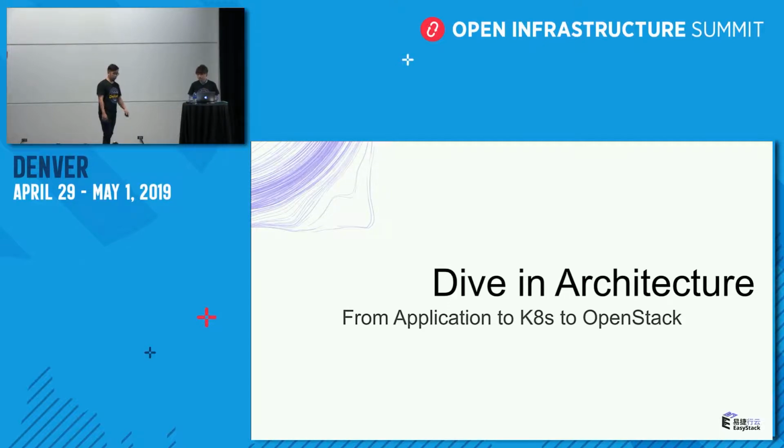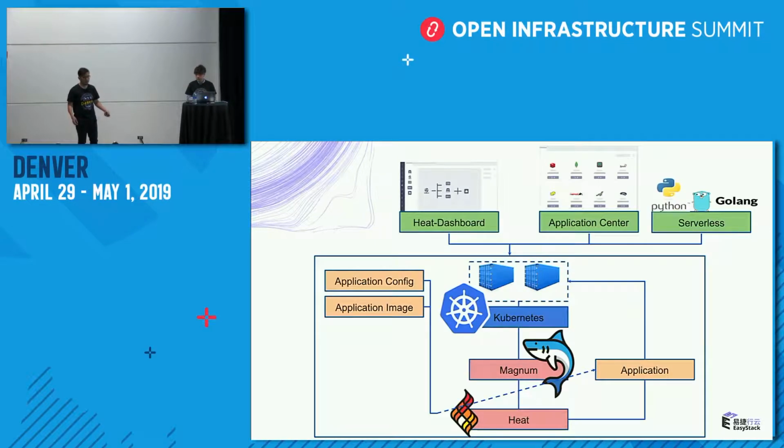So we already talked about all the basics we have, and we have a rest over time. So let's dive into the architecture. We're talking about what it means to go from the application to Kubernetes to OpenStack. It's actually not that complicated, and it's not something that you can't achieve in your own environment. In this diagram, I'm pretty sure you're familiar with every single one of them. I mean, the Heat dashboard, we have community hub, and we have application center as well.